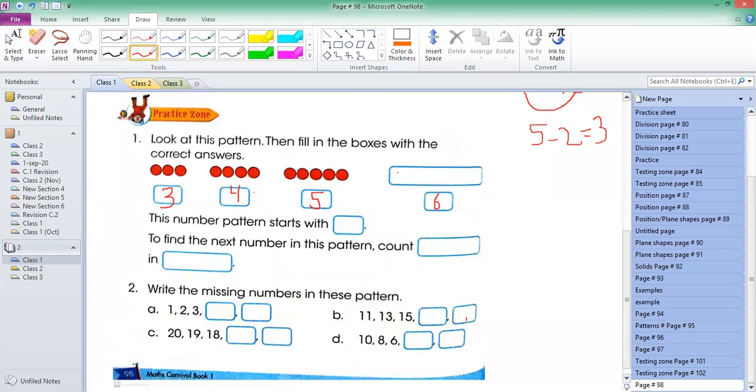Guys, this is your homework: to draw 6 balls here. You will draw 6 balls here in the homework. Draw proper balls here. This is your homework. You will have to draw 6 balls here.